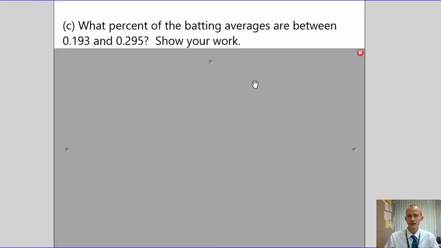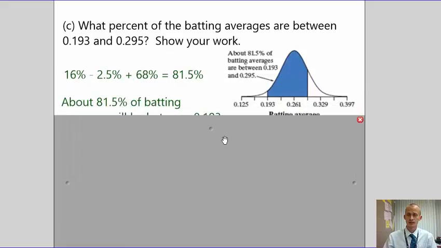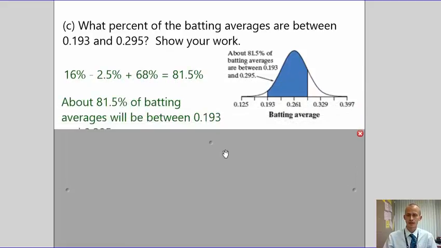Here's question C. What percent of batting averages are between 0.193 and 0.295? Show your work. So again, start by graphing this. Draw a normal distribution, label the mean and standard deviation, and the boundary values that we are interested in. It should look something like that. So we start by labeling that mean, and then you can label the values of interest. You'll notice here we have that 0.295, and over here we have the 0.193.